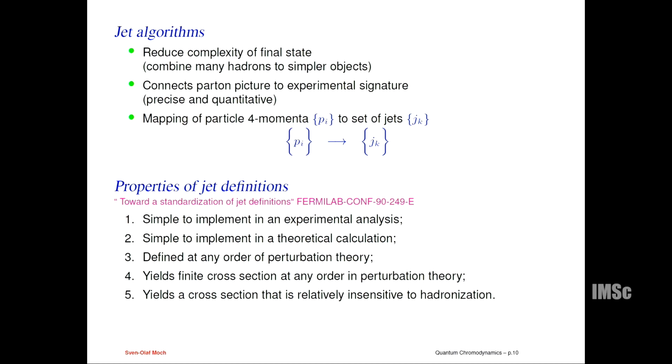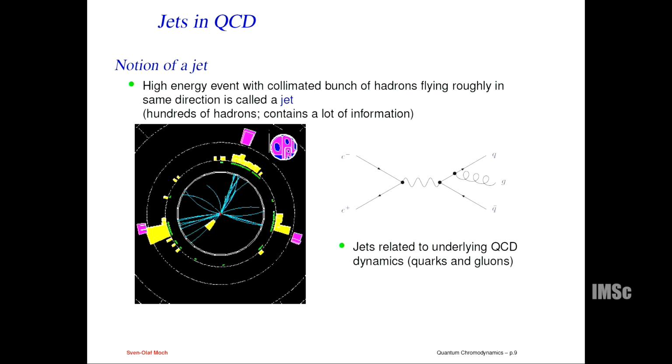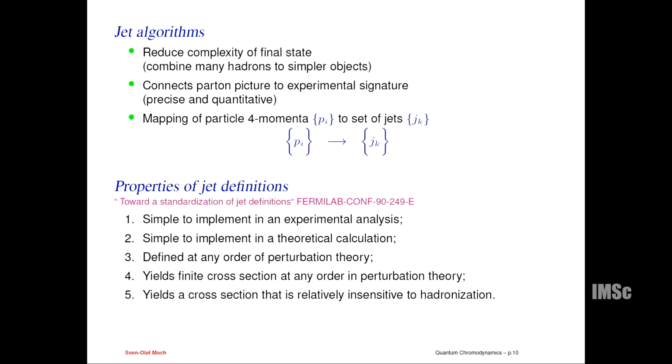So it reduces complexity, and it also connects the parton picture that we have to some experimental signature, because we can make our parton computation. We have to hadronize, of course, at some point, but pretty much it connects the partons to the experimentally observed streams of hadrons. What we have to do, and what is a challenge for the theorists, is that we have particle momenta that we use in our computation. So when we have a diagram like this, we assign some particle momenta here, and we do our phase space integrations. We have to assign those sets of momenta to jet momenta.